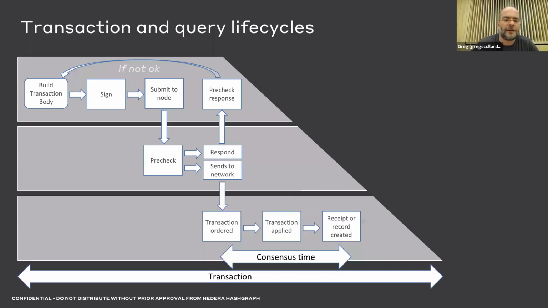But ultimately, it will be successful, right? So the pre-check will be okay. The node will respond back with a pre-check okay, and will also send it to the network for consensus. So the transaction is then ordered. So this is the virtual voting taking place. The transaction is applied to state, and a record or a receipt is created. And this happens in consensus time.